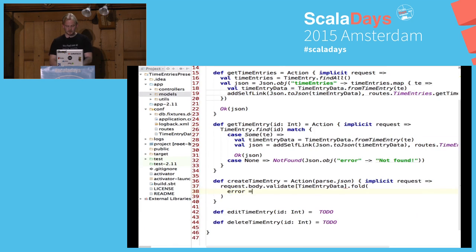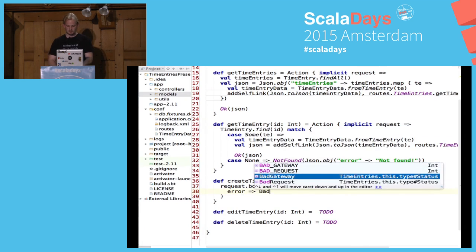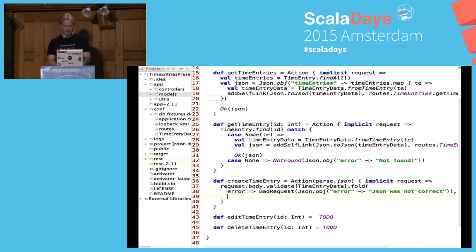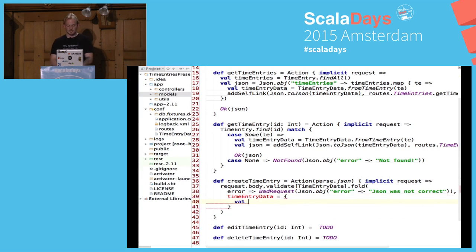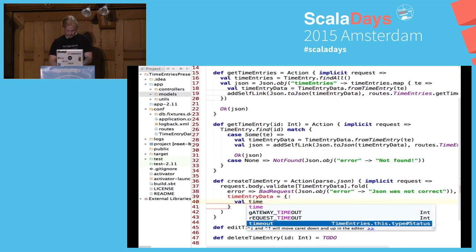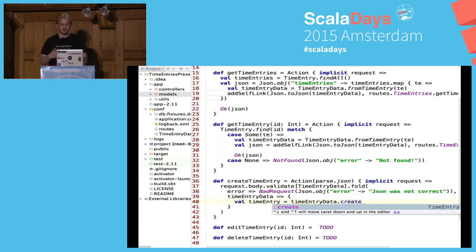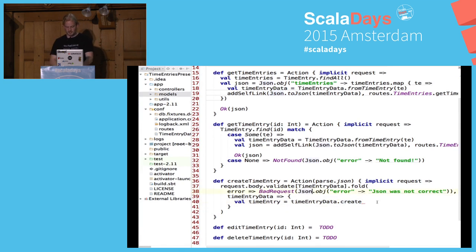In case of an error, we send back a bad request with a JSON object in it, saying error, JSON was not correct. And in case it went right, you get the actual time entry data. So then we can use the function, oh, I have to make it into an arrow. And then we can make the actual time entry from the time entry data with the create function that we defined earlier, which uses the function that was created by ScalikeJDBC.